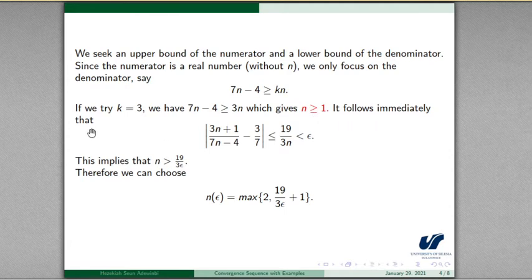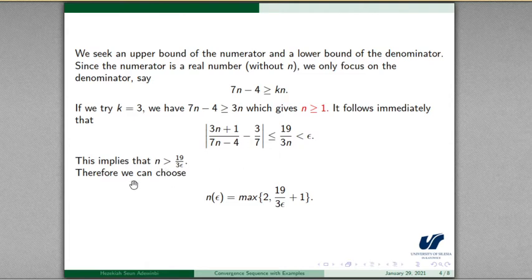It follows immediately that the absolute value of (3n plus 1)/(7n minus 4) minus 3/7 is less than or equal to 19 divided by 3n. From the expression, we have 19 as the numerator and we have 3n as the denominator, which is less than epsilon. This implies that n is greater than 19 over 3 epsilon. When we simplify this inequality and make n the subject of the formula, we arrive at this.